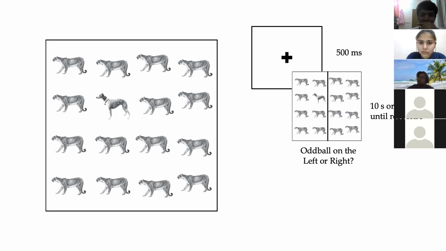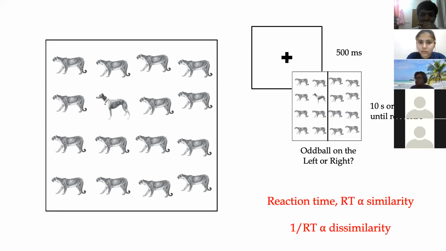So we did this multiple times so that we get a good estimate of what the reaction time is for each of these pairs of objects. And then we used the reciprocal of the reaction time in visual search as a measure of perceptual dissimilarity or perceptual distance. So if this is not obvious, ask me about it and I can explain it further.